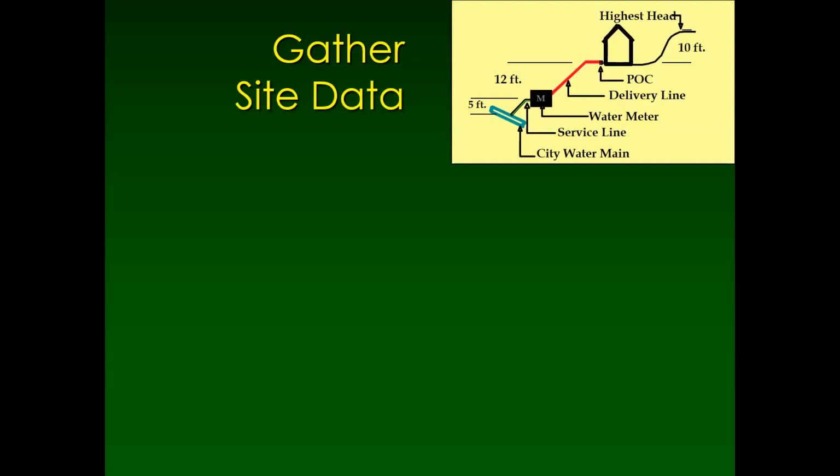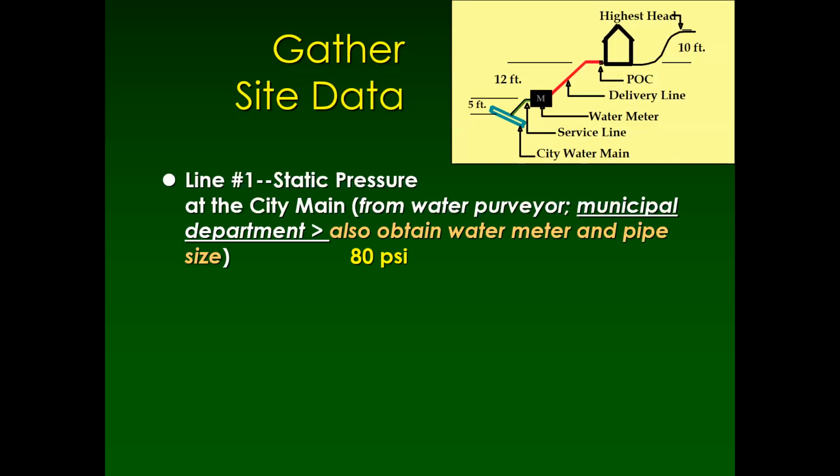So we want to gather our site data first. Looking at that sheet, we're going to be looking at line 1. Line 1 says static pressure at our source or main. That's what we're going to obtain from the purveyor, usually the municipality department or wherever installed that water main, and they will be able to give us that static pressure at that point. Our static pressure at that point is 80 PSI. We want to write down 80 PSI in that space. That's what we're going to have to work with.